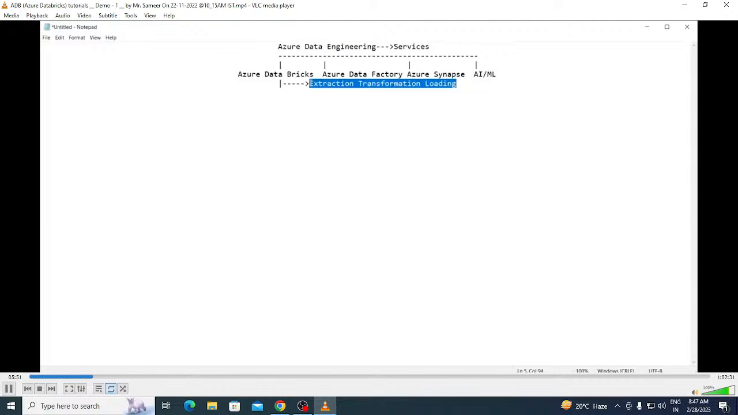Guys, what is this extraction, transformation, and loading? Let us try to understand this first. It is a process where data is summarized. And this summarized data is used for decision making. So what is this process of extraction, transformation, and loading?